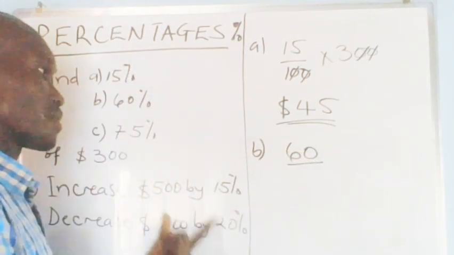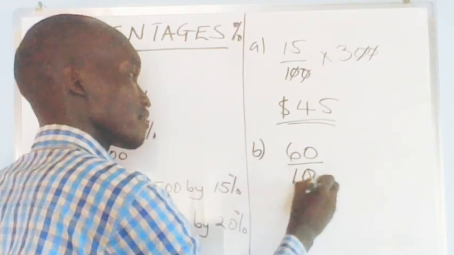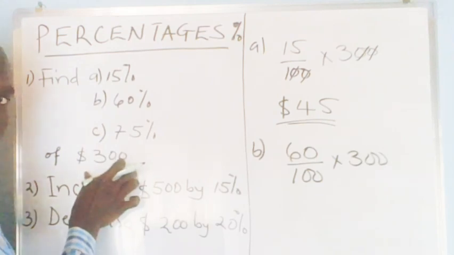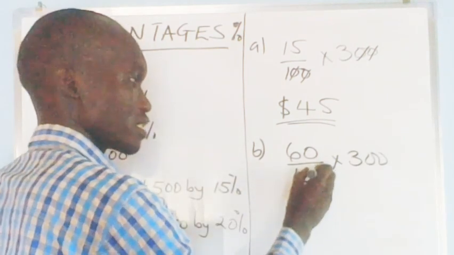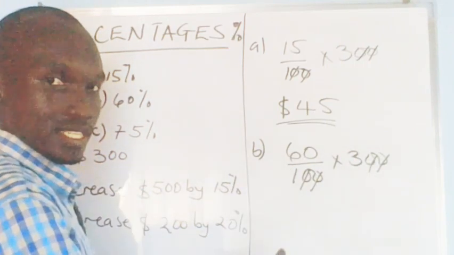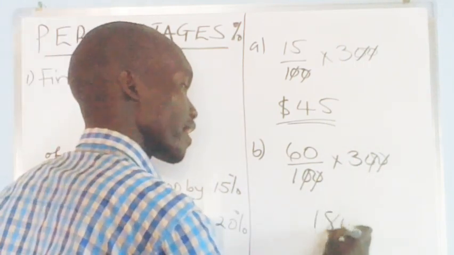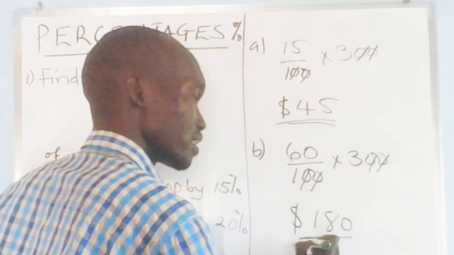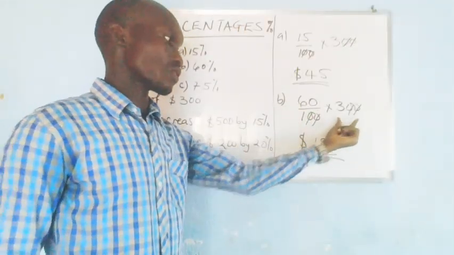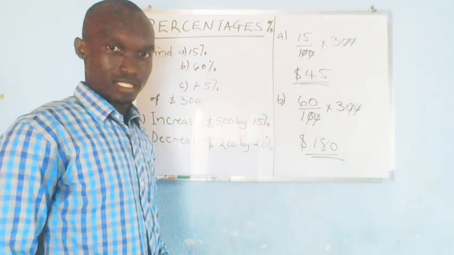Let's look at the second one, which says 60%. 60% expressed as a percentage will be 60 out of 100. You multiply by the original amount that is given, $300. So that we can cancel these two zeros with these two zeros. 3 times 60, that will be 180. This time you include the dollar sign. So 60% of $300 will be $180.